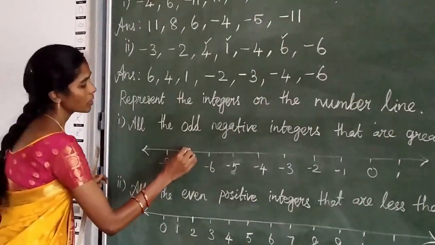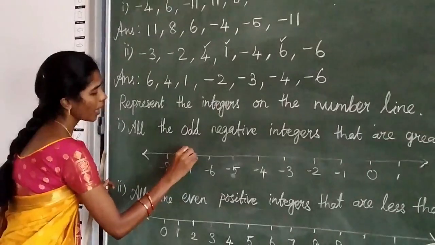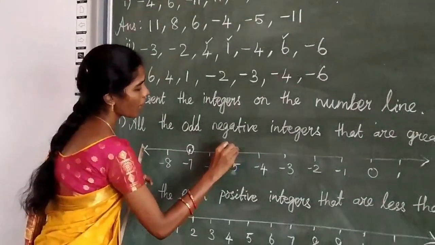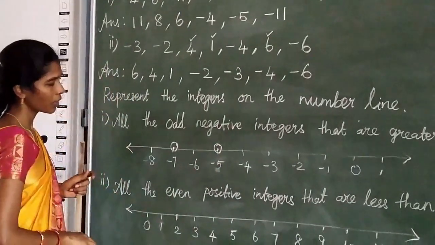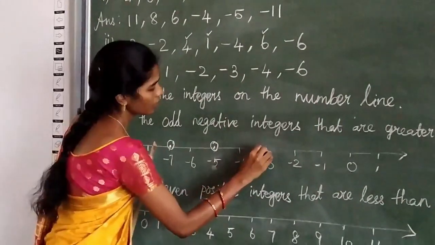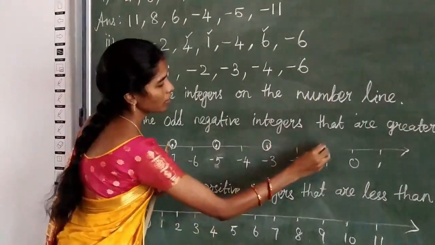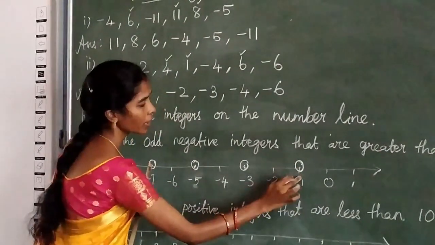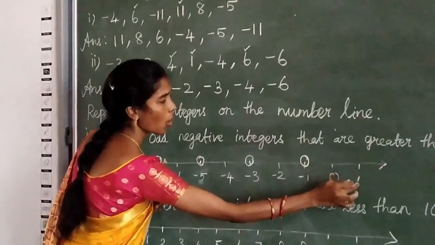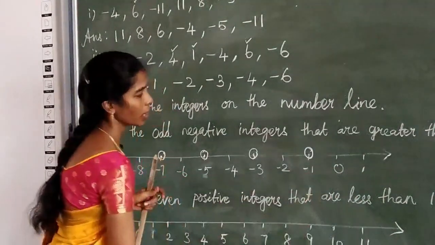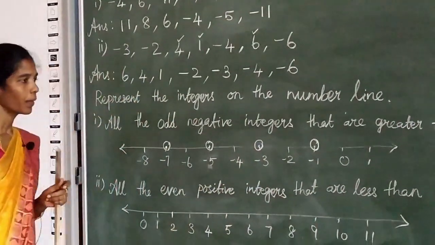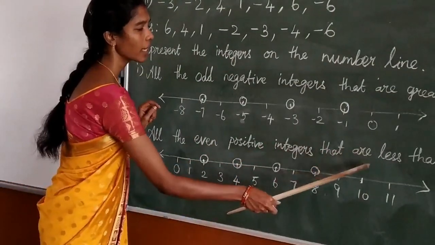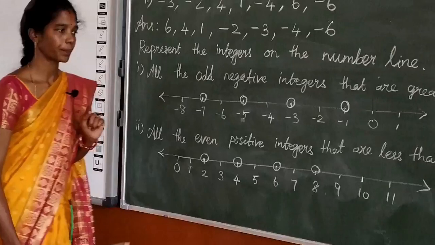So, what is the first one? Odd negative integer, minus 7. Then, minus 5 is also an odd negative integer. Then, minus 3, then minus 1. Only odd negative integers. One is an odd integer but not a negative integer, so we can stop here. Okay. Next one, all the even positive integers that are less than 10.